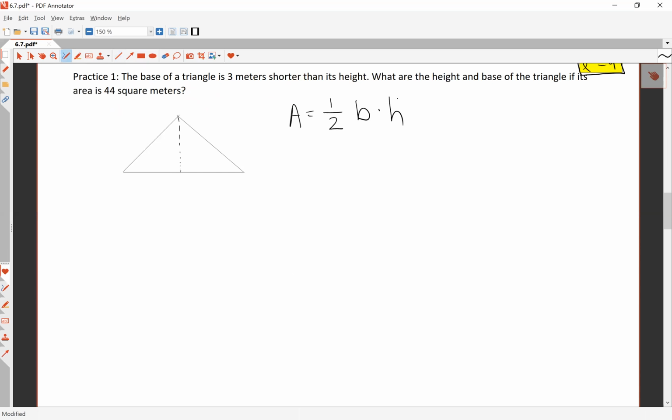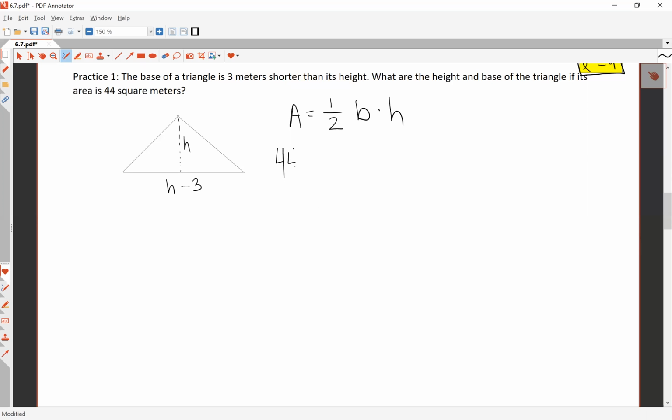So I encourage you to press pause in your video and try to work this out, and come back and press play when you're ready to see the solution. Now that you've had a chance to work this out, I'll work this out with you. The base of our triangle is 3 meters shorter than its height. This is the height, and the base is 3 meters shorter. The area is 44 square meters.